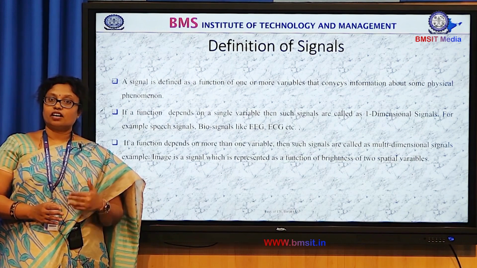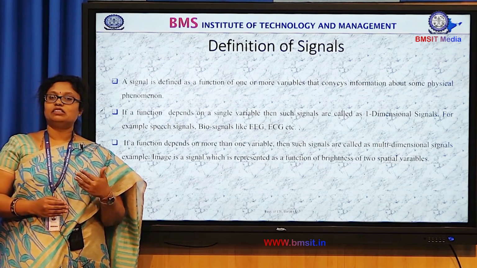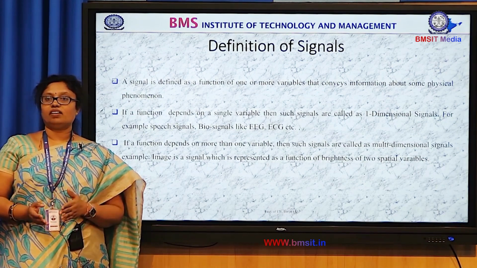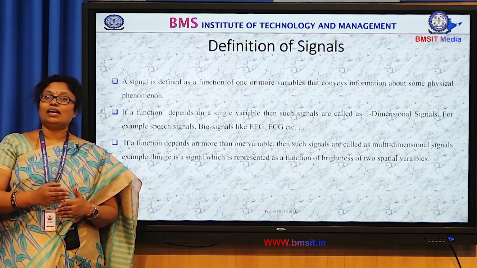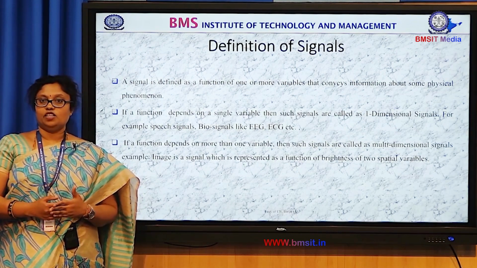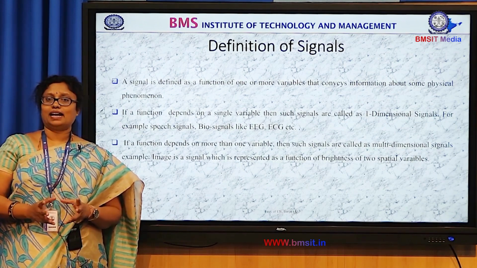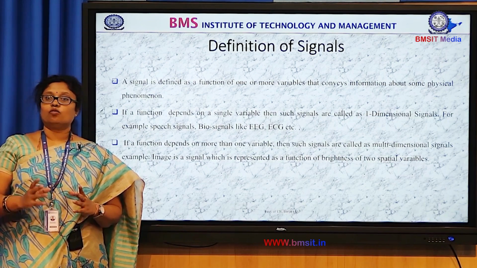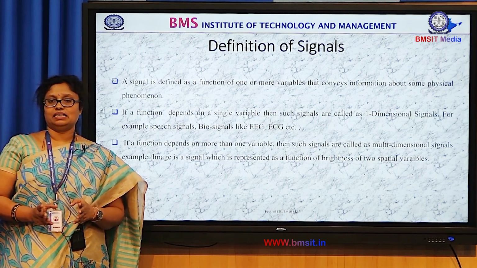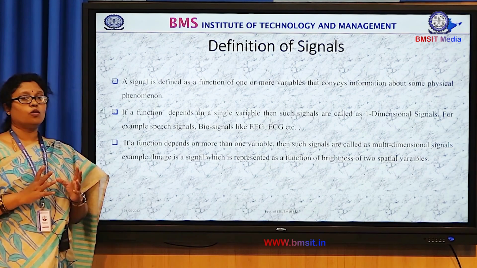Similarly, if a function depends on more than one variable, might be 2 variables, 3 variables, more than one variable, such signals are called multidimensional signals. One example is your image, where the image signal is represented as a function of brightness based on spatial variables x and y. So we'll be having 2D images there, and the image is called a two-dimensional signal. Like that, we can have signals as a function of one or more variables.